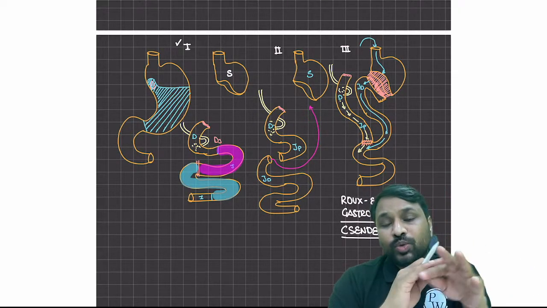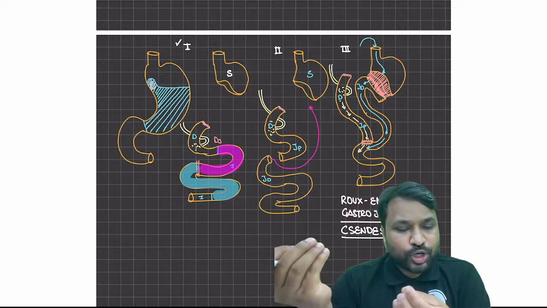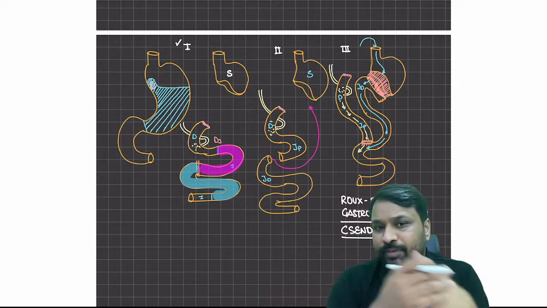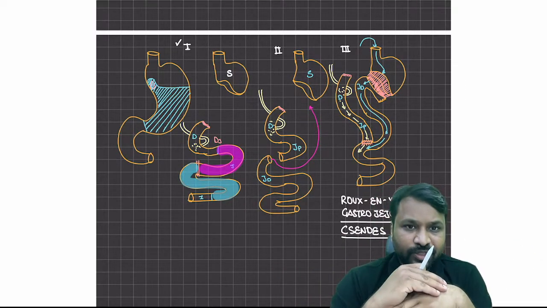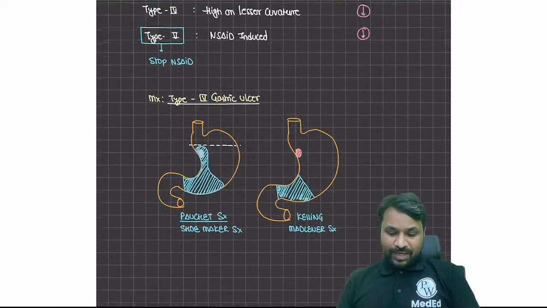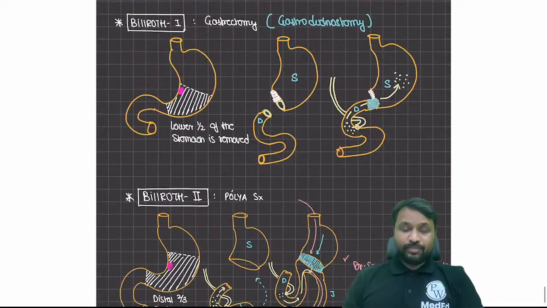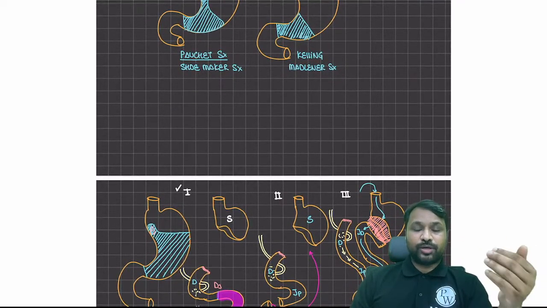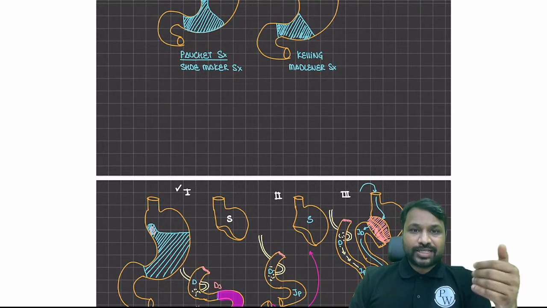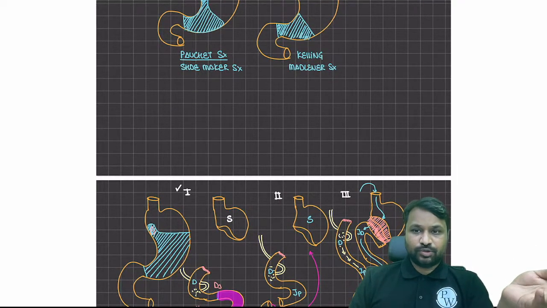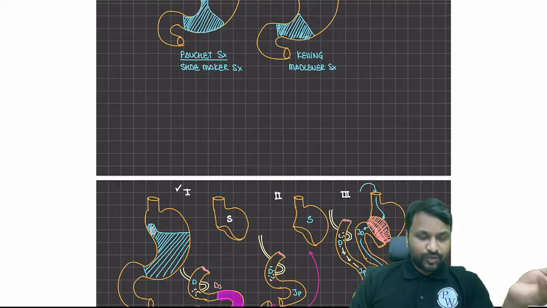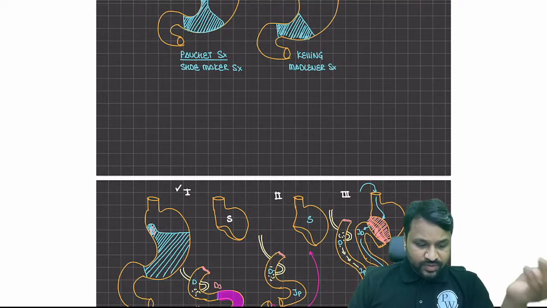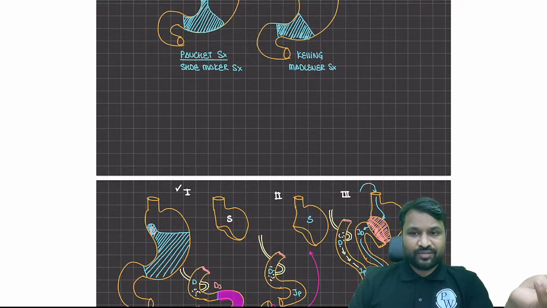But Billroth 2 was initially done. If you are asked today which is preferred, then obviously Roux-en-Y is preferred. I'm explaining the chronology to you: first Billroth 1 came, then Billroth 2, then Roux-en-Y. So we understood that Billroth 1 has difficulty compared to Billroth 2, so we are now moving down to Roux-en-Y. So Roux-en-Y is much easier for us to understand, and it also gives us more leverage.